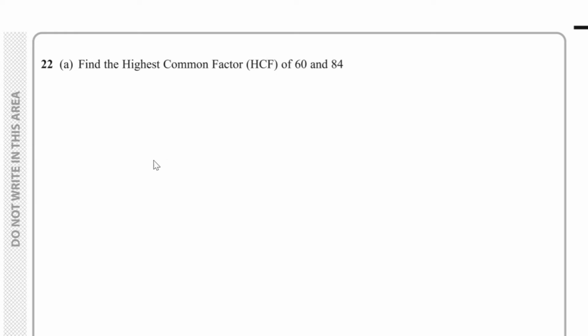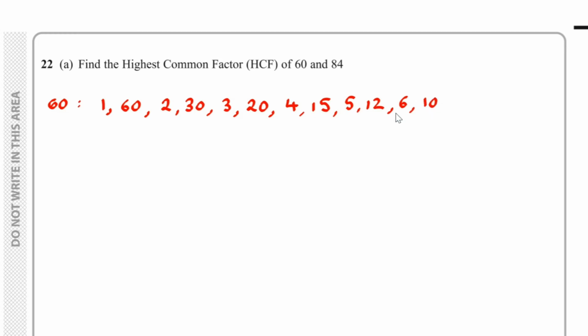Question number 22. For part A, we have to find the highest common factor of 60 and 84. Well, first of all, let's write out the factors of 60. 1 multiplied by 60 gives 60. 2 times 30 gives 60. 3 times by 20 gives 60. 4 times 15 gives 60. 5 times 12 gives 60. And 6 times 10 gives 60. Here are all the factors of 60.